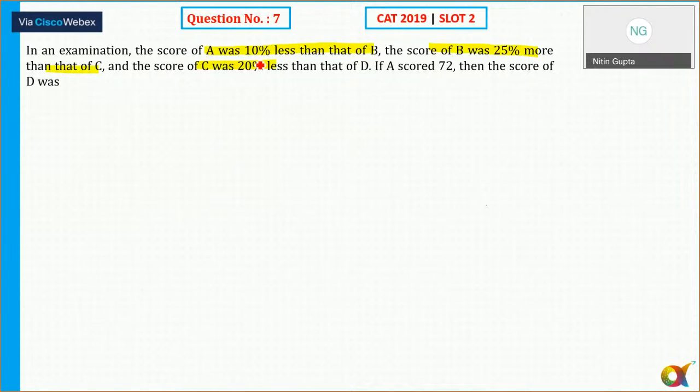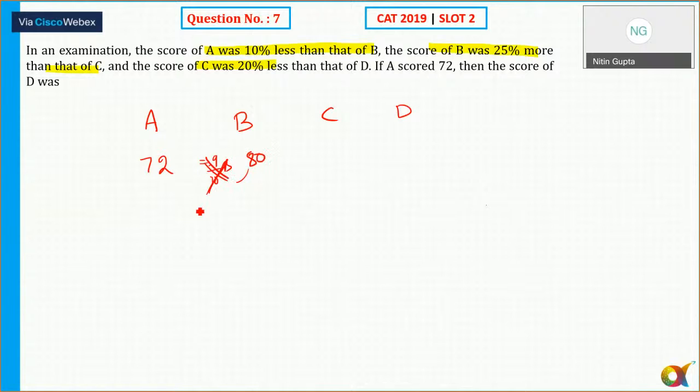Now, let's say in an examination, A scored 72, it is already given. A, B, C, and D. So A has scored 72, and it says A was 10% less than that of B. So 72 is equal to 9 by 10 times of B. So the value of B is equal to 80.